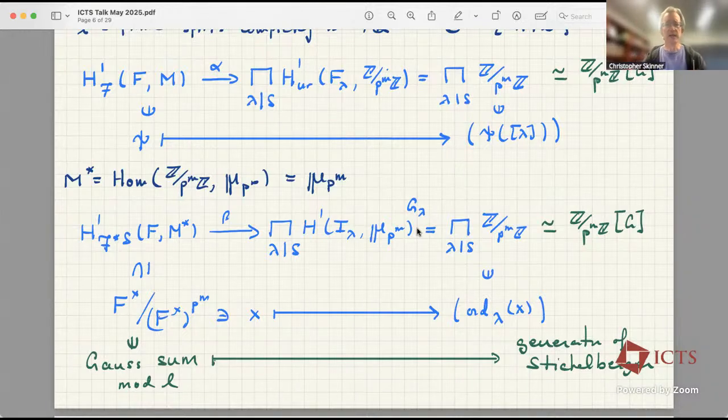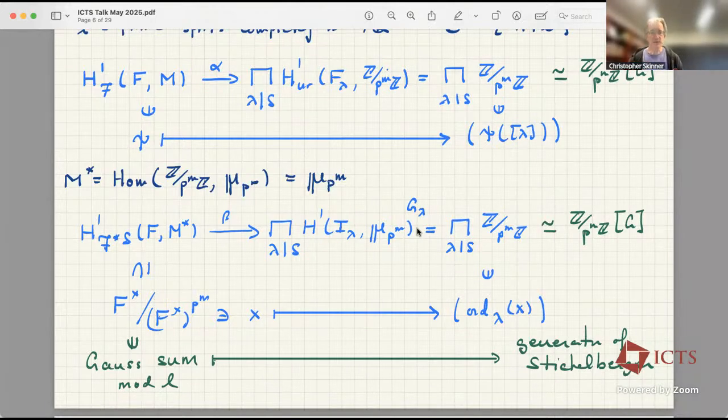And so we can write down the sequence that we had before. We get something that looks very similar. Now we're restricting to inertia groups, but these are tamely ramified modules, and so it factors through the homomorphisms from tame inertia. And so it can be very explicitly described.